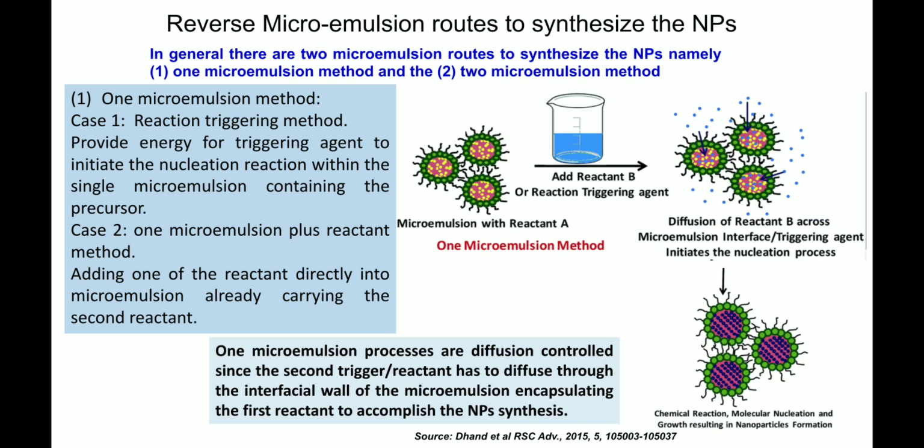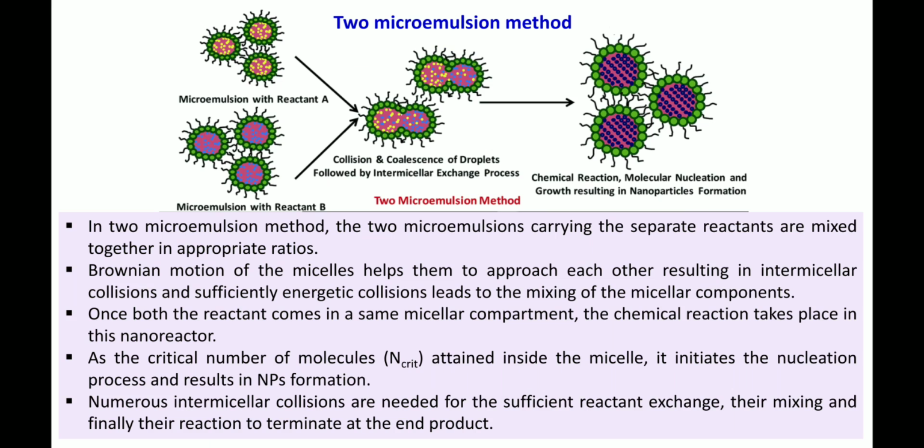Now let us try to understand what the two microemulsion method is. In this case we call it a two microemulsion method because we have two solutions of microemulsion. We have a microemulsion with reactant A, and we have a microemulsion with reactant B. So we have two microemulsions separately.